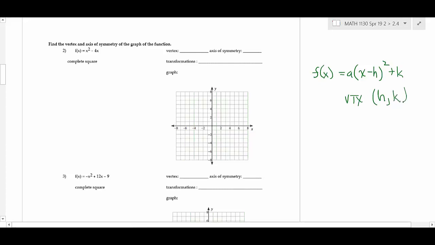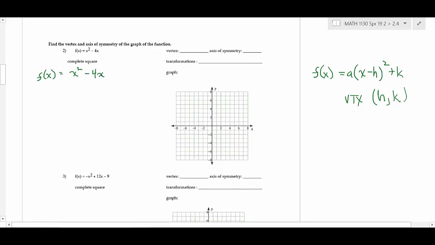All right, so this particular problem number 2, it's not in the vertex form, so what I have to do is I have to put it in there. Okay, so let's go and let's just write down the problem. So we have f(x) = x^2 - 4x.